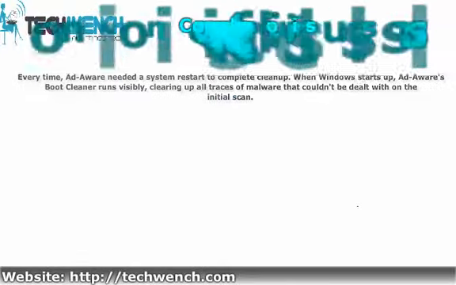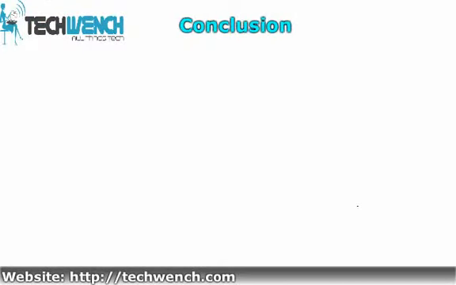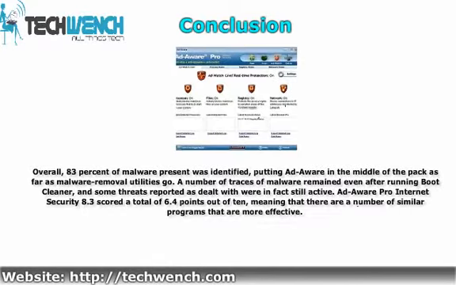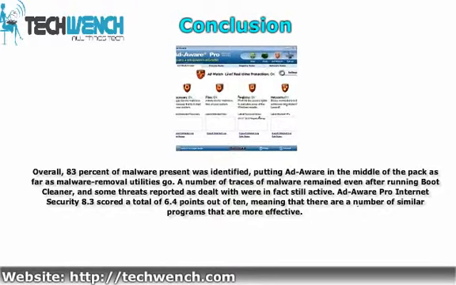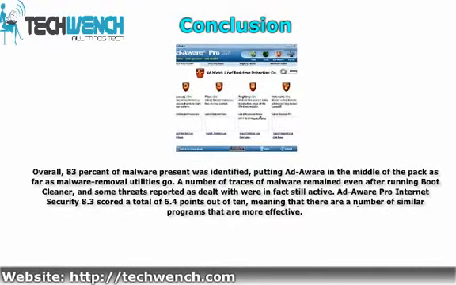Overall, 83% of malware present was identified, putting it in the middle of the pack as far as malware removal utilities go. A number of traces of malware remained even after running boot cleaner, and some threats reported as dealt with were in fact still active. Pro Internet Security 8.3 scored a total of 6.4 points out of 10, meaning that there are a number of similar programs that are more effective.